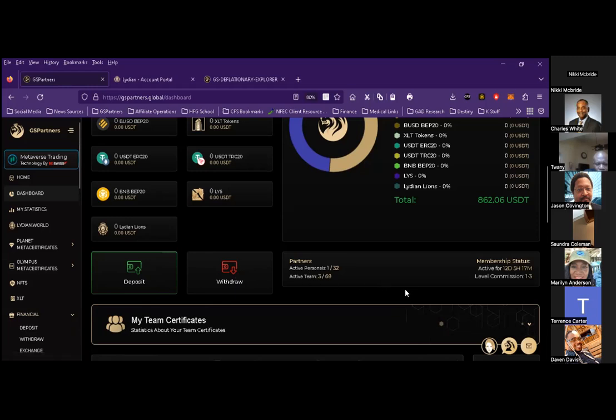If you actually have a membership and you have paid your $33, this section here will show you not only your membership, but also your active personal referrals, the number of people on your team that have paid their membership, and your corresponding levels of commissions within our community reward system.